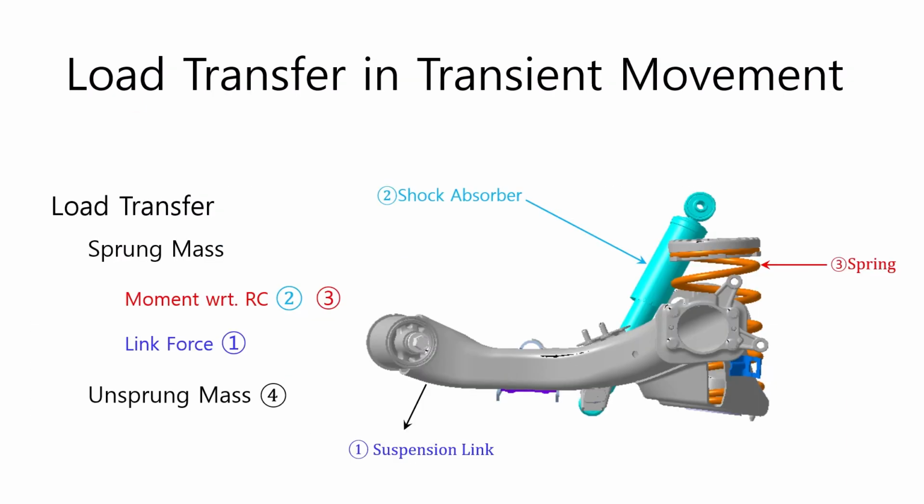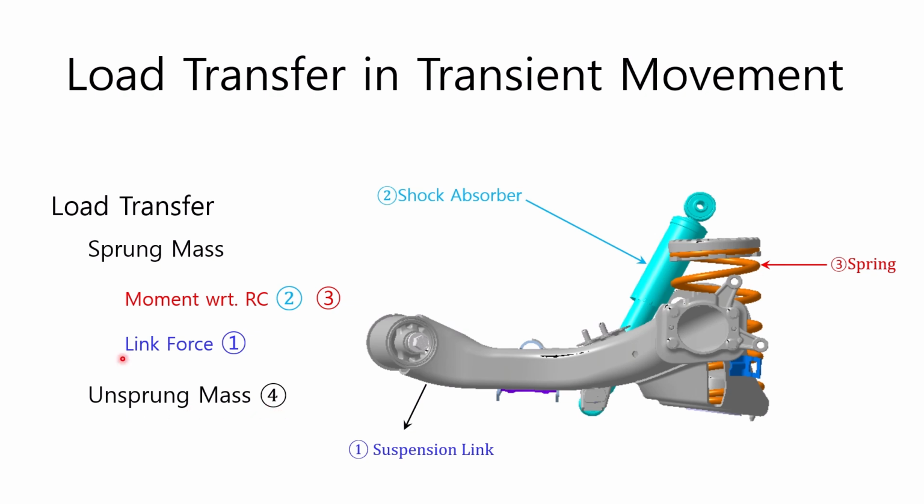This time, we will learn about load transfer in transient movement, where the lateral acceleration is not constant and varies over time. This diagram illustrates all the components involved in the load transfer of a coupled torsion beam axle. The shock absorber, 2, and spring, 3, are the load paths through which the load produced by the roll motion of the sprung mass passes. The suspension link, 1, represents the path through which the lateral force of the sprung mass is directly transferred through the roll center. Finally, number 4 is the path through which the load is transferred by the unsprung mass.